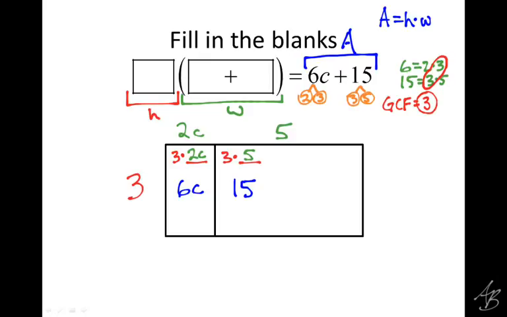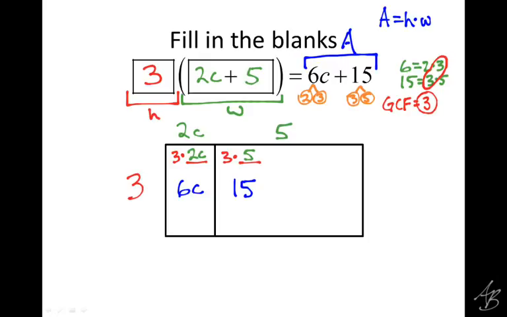And then we can use that to fill in the blanks. Now, again, we're using this formula here. The area is the height times the width. This is the area, so over here we want the height, which is 3, times the width, which is 2C plus 5.